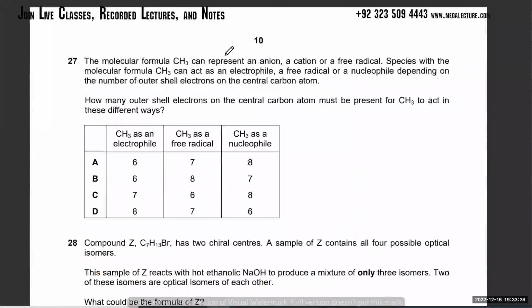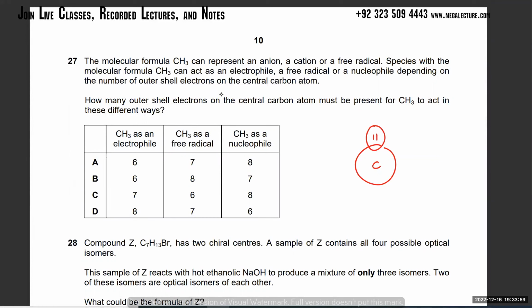And he's saying the molecular formula CH3 can be represented as an anion, a cation, and a free radical. Species with the molecular formula CH3 can act as an electrophile, a free radical, and a nucleophile depending on the number of outer shell electrons at the central carbon atom. How many outer shell electrons on the central carbon atom must be present for CH3 to act in these different ways? So this is what a normal CH3 looks like.